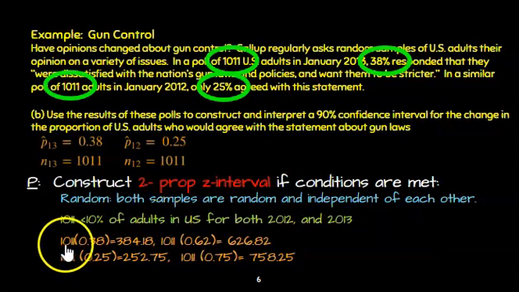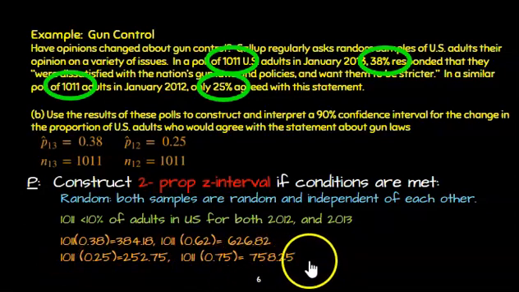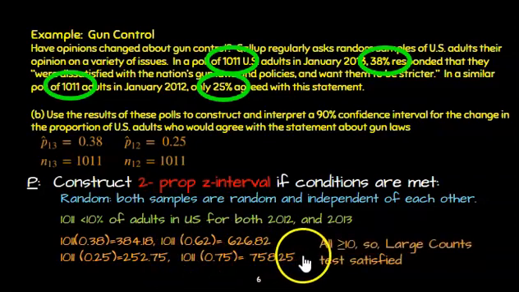So the first sample, 1,011 times our p-hat, 0.38, gives me this. 1,011 times the complement gives me this. Then I do the second sample of 25% and the complement of 75%, and I get this. So then I need to add in what's the boundary we're looking for. Well, all of these are greater than or equal to 10. You always need to mention that. So the large counts test is satisfied.